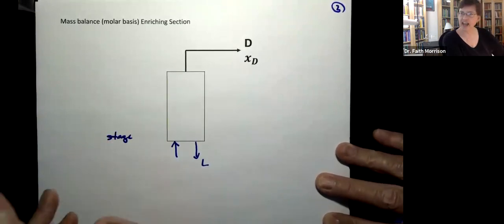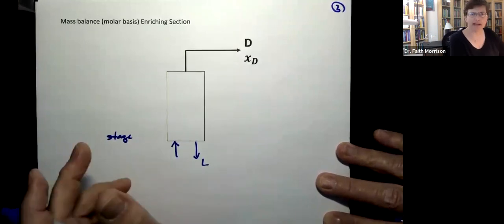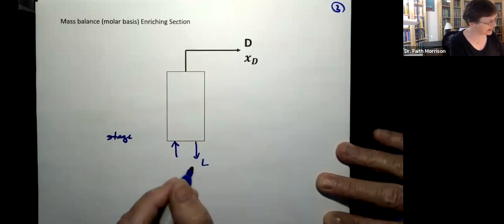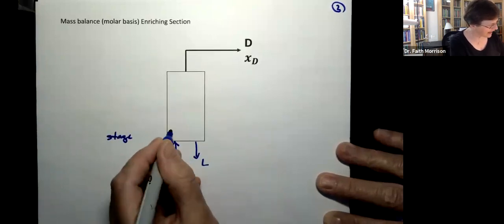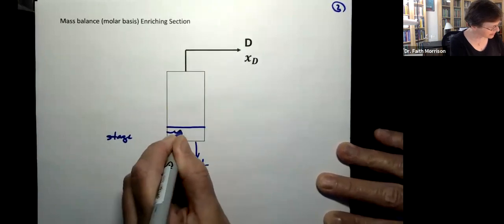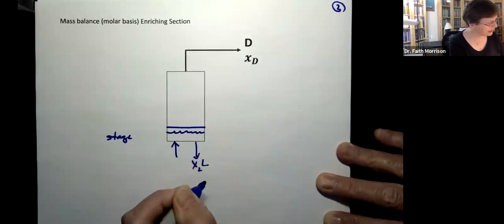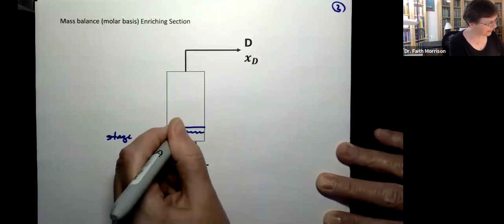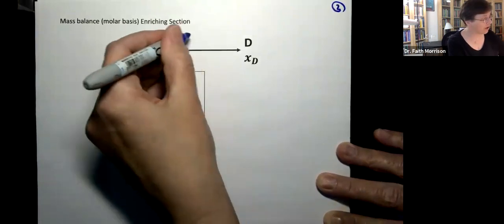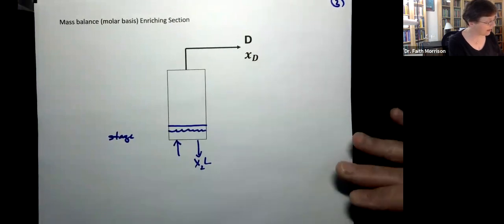I could put a J. A lot of books will say, oh, stage J, but that's maybe a little confusing. I'm going to pick a number, stage 2. Okay, so I'm going to do a balance at stage 2. It has liquid here, and this liquid has composition X2, and it has vapor composition Y2, but that's not where I'm drawing my balance. I'm doing my balance all the way around the outside.